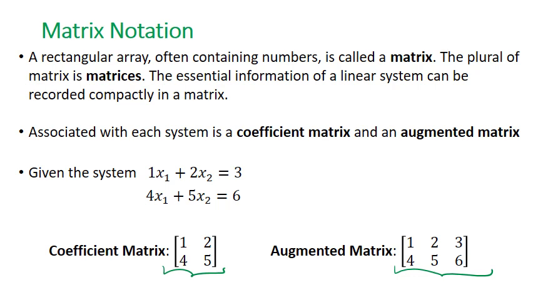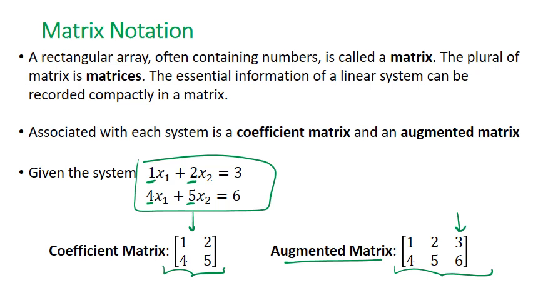And what we'll do is we'll take a system, an example like this, and we will basically remove all the fancy notation and just keep the coefficients. So what we'll do is we'll take the coefficients here and place them here. This is called the coefficient matrix. The augmented matrix over here contains the coefficient matrix with the added column of the constants from the right-hand side of the equation. So this is referred to as the augmented matrix.